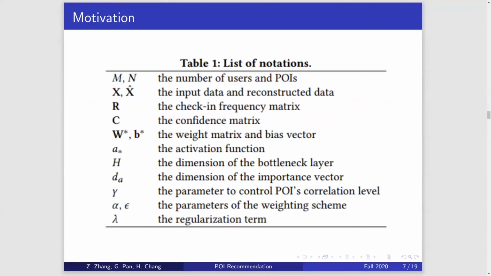Next, we will focus on introducing the proposed method in this paper. Here are the important notations that need to be noted before introducing the proposed method. For example, X is the input data, and X hat is the reconstructed data. W star is the weight matrix, and B star is the bias vector. W star and B star can be obtained by using the proposed method.